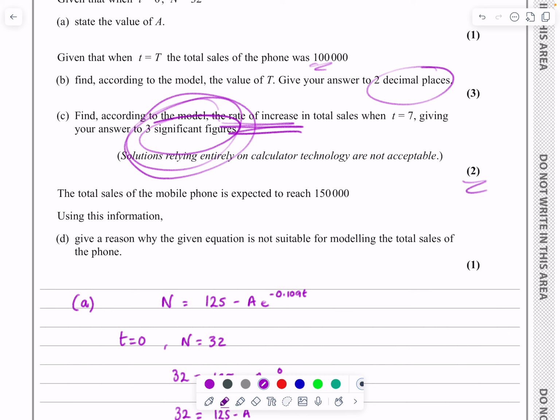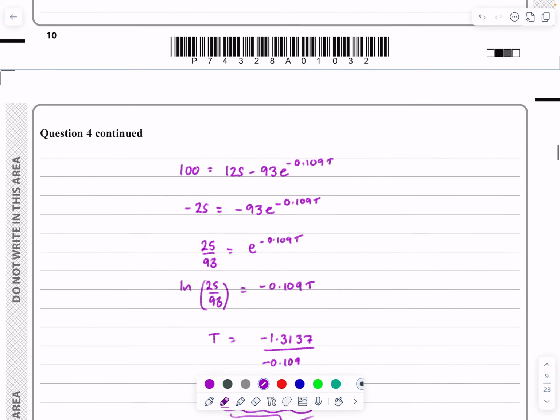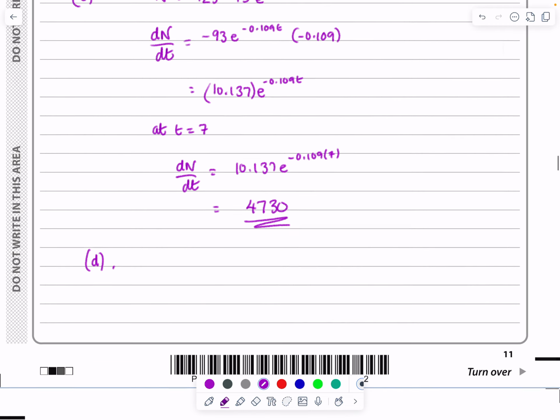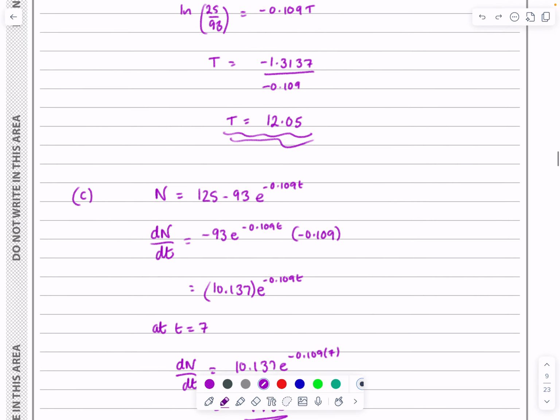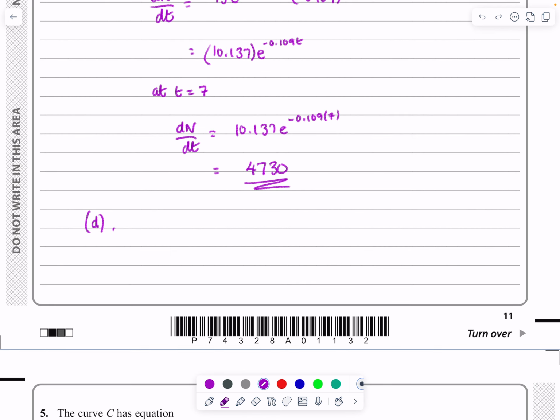And then part D, so the total sales of the mobile phone is expected to reach 150,000. Show why this equation is not suitable for modelling the total sales. Yeah, this is, again, really, really classic last part. So some of my students will put 150,000 in and show that the equation doesn't work, which is okay, but that's not really what they're asking you. They're asking you, what's the limit of the function? If you can use the right language here, you'll convince the examiner more that you know what you're talking about.